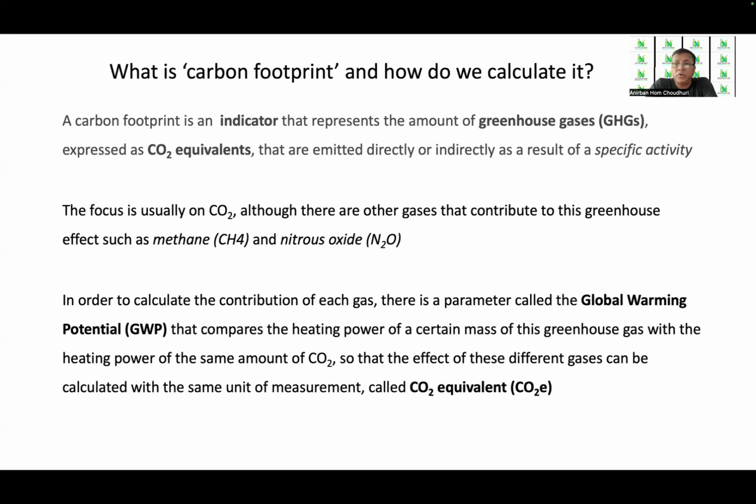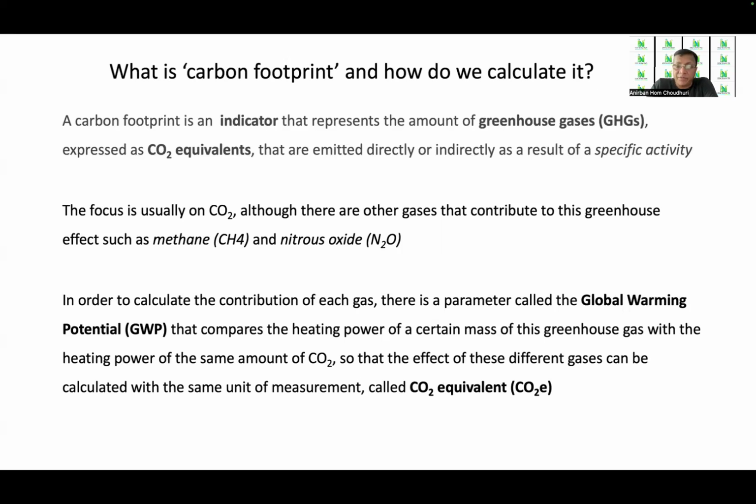To know how we can calculate the contribution of each gas, there is a parameter called the global warming potential. That parameter compares the heating power of a certain mass of the greenhouse gas being investigated with the heating power of the same amount of carbon dioxide, so that the effect of these different gases can be calculated with the same unit of measurement. This unit is called the carbon dioxide equivalent, or CO2 equivalent, expressed as CO2e.